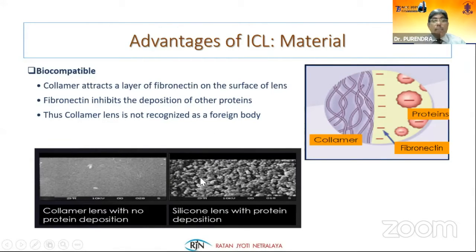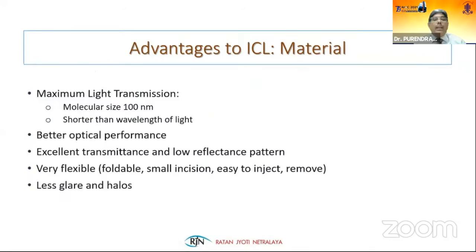As compared to silicone, which shows a lot of proteins deposited over it in the bottom picture on the right side, on the collamer lens there is hardly any protein. So the quality of vision is very good, and there are no deposits on the lens. The patient enjoys a very good quality of vision. Another important thing is that there is maximum light transmission, and because of this collamer material, it doesn't produce any reaction in the eye.